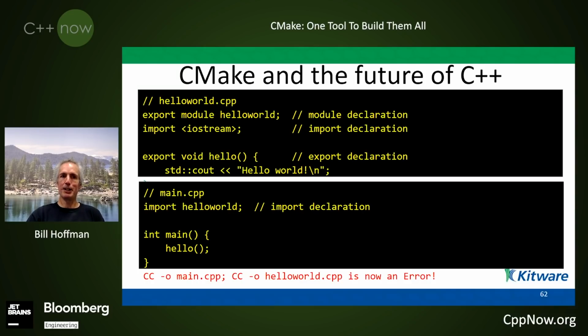So let's look at this small example here. We've got a main that says import hello world, and a hello world.cpp, which says export module hello world. Down below, compiling main.cc and hello world.cpp is suddenly an error in C++, because hello world now has to be compiled before main is compiled to make sure that the export happens.